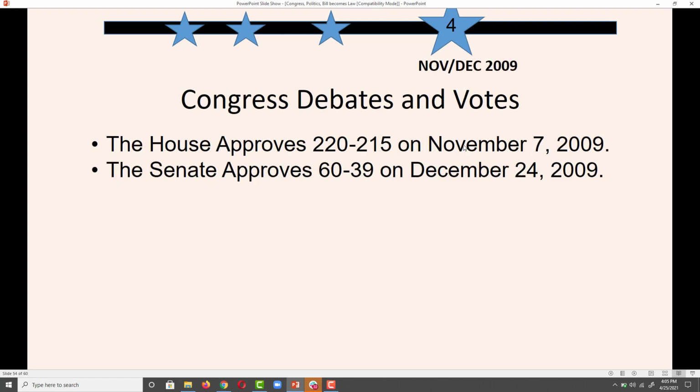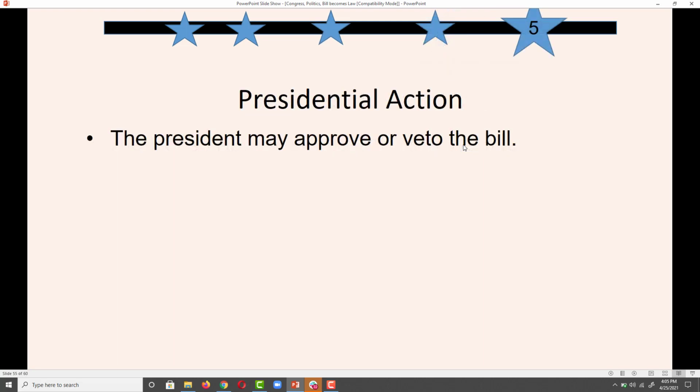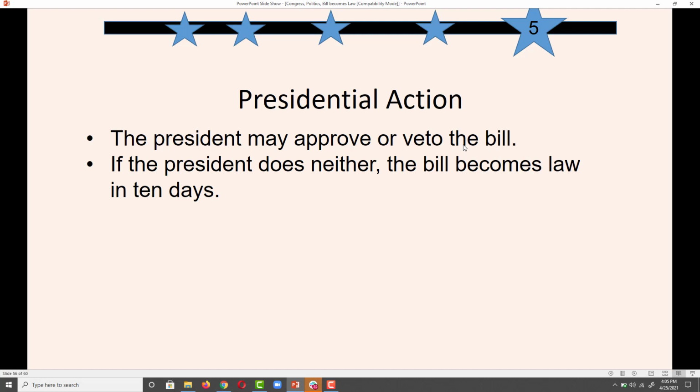Ultimately, the House approves 220 to 215 on November 7th. The Senate would go on to approve 60 to 39 on December 24th, Christmas Eve. All right. The president may approve or veto the bill. Clearly, in this case, the president is approving the bill, right? If the president decided to do neither, the bill would become a law in 10 days.